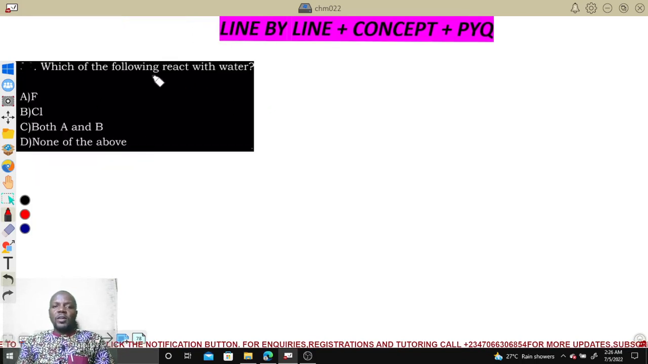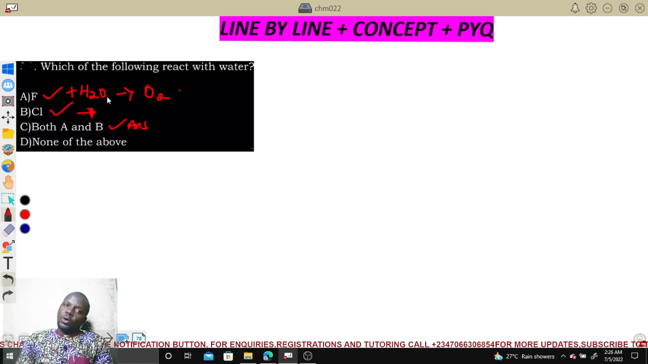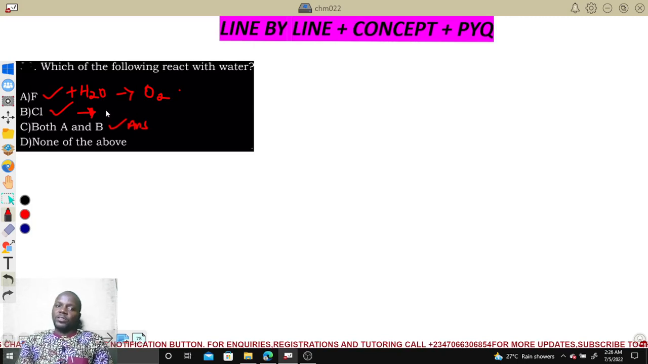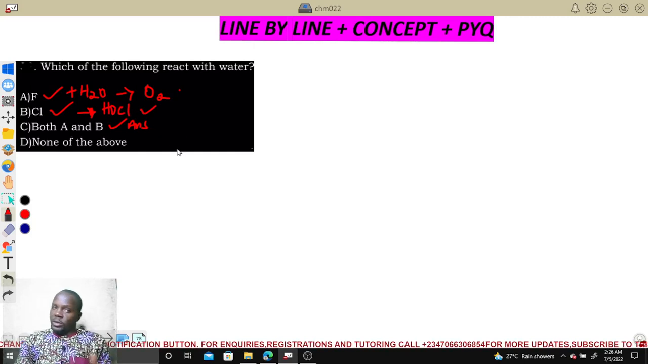The next one says, which of the following reacts with water? Fluorine reacts with water, so both A and B should be the correct answer. Fluorine reacts with water to form oxygen, and hypochlorous acid, HOCl. I'm still coming to that. I will explain that in due time. The next one.